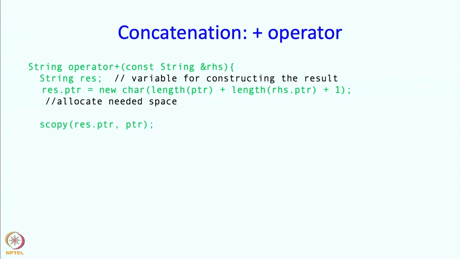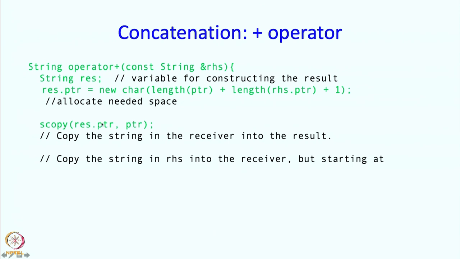copy. This scopy that we had earlier is going to copy whatever is in the receiver into this result, the result area that we have created. This is created on the heap, of course. And then we have to copy the RHS string as well.